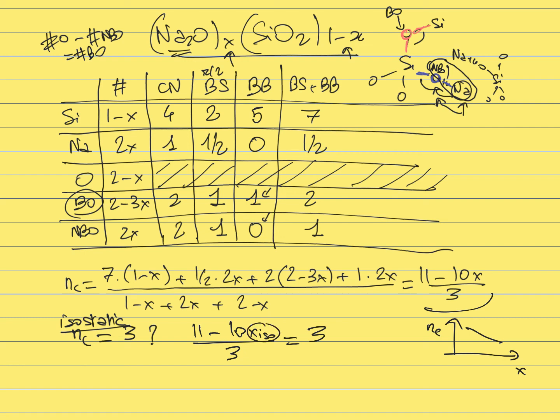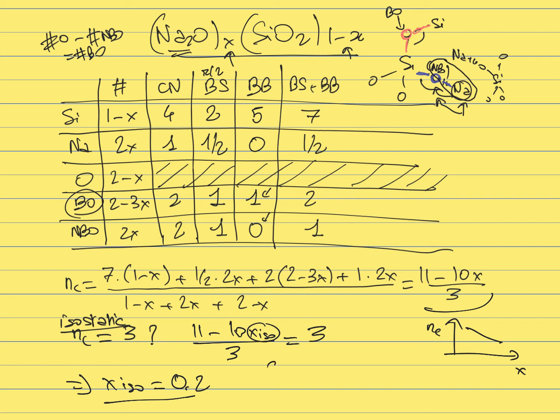That's going to give me the composition of the isostatic glass. And so in this case, if you find this, that gives you that x iso, so you can invert this equation, and you find that x iso is going to be equal to 11 minus 6, which is 5, divided by 10, so that gives you 0.2. So 0.2 here is the fraction of sodium oxide that's going to give you an isostatic glass.